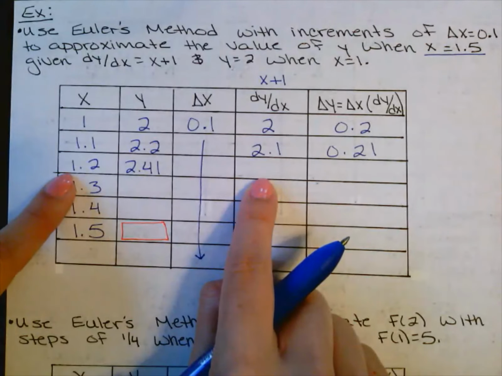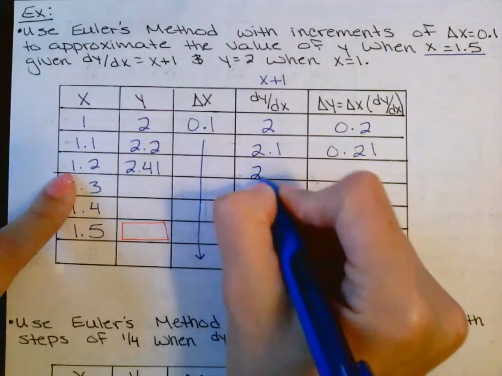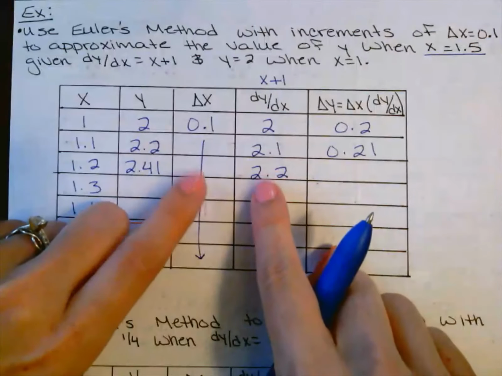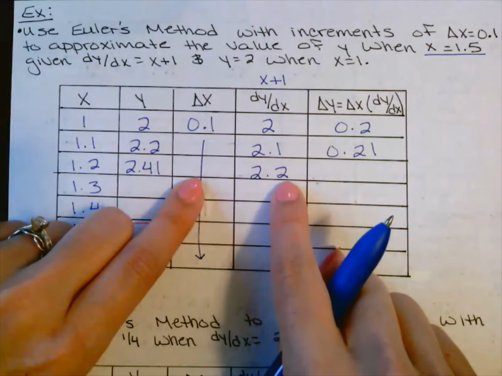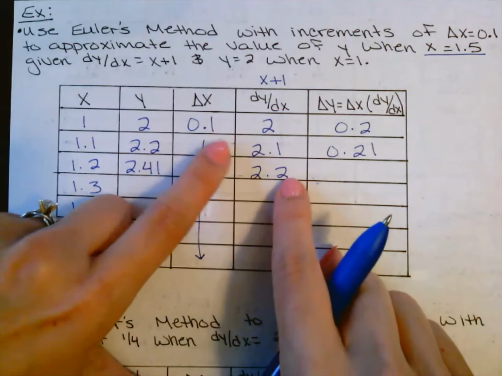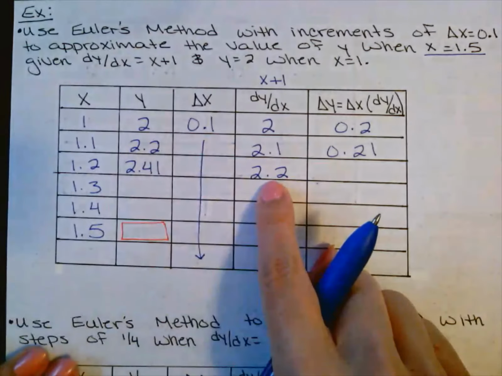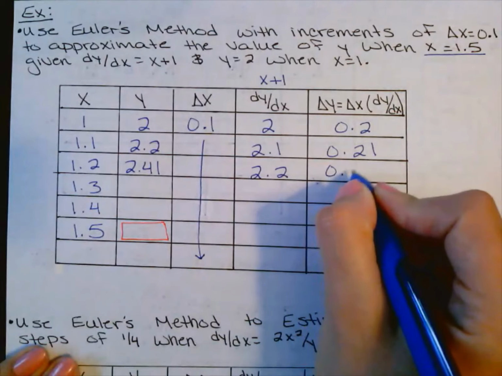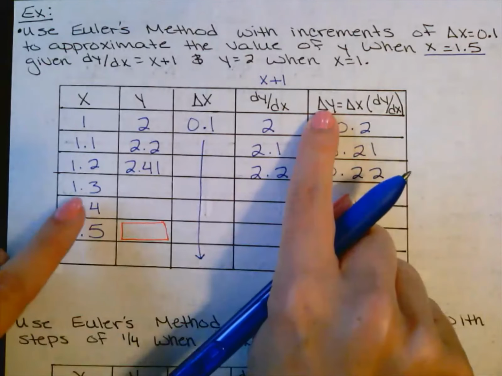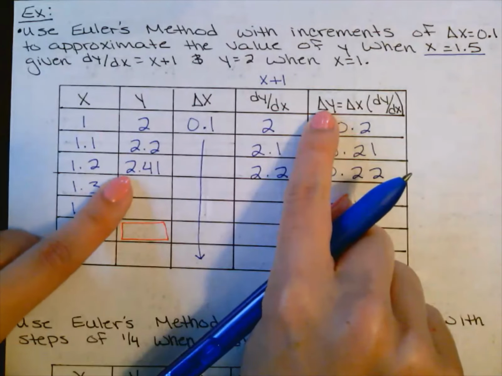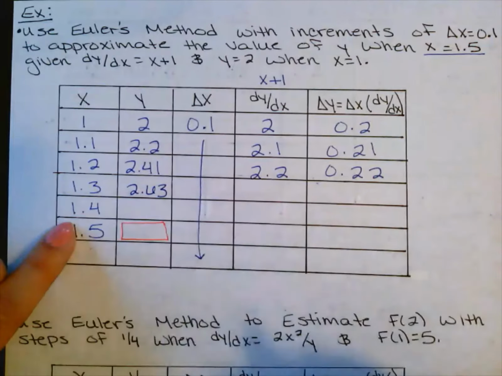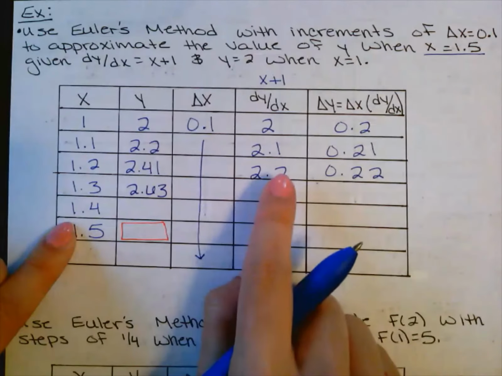Moving on. Delta x is my x plus 1. I have 1.2, so now I end up with 2.2. To get delta y, I multiply these two. 2.2 times 0.1. Anything times 1 is itself, but now I have two spots of decimals, so I'm going to move that over twice. 0.22. That's my change in y. I'm going to add that to my previous y, and I get 2.63.